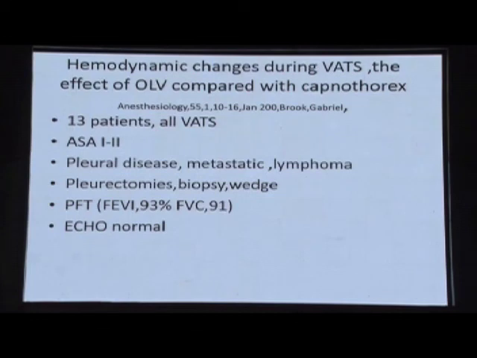So this group of people looked at pure capnothorax and 2-lung ventilation with capnothorax, and did some minor procedures like pleurectomies and biopsies, which are small procedures. They selected patients whose FEV1 average was 93% and forced vital capacity was 91%. And echo was normal. They just wanted to see what happens with the capnothorax.